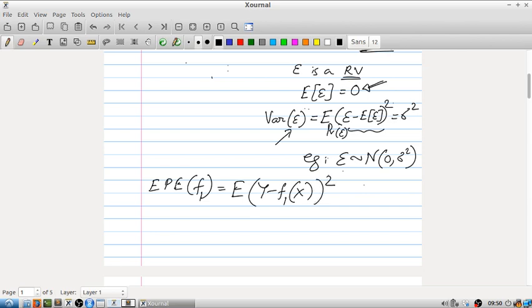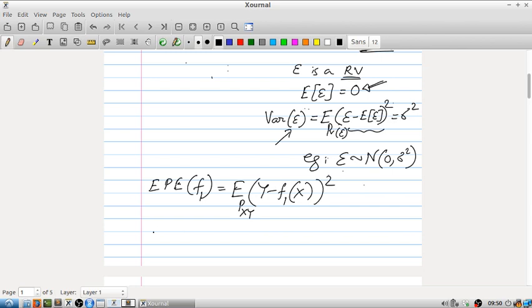This was the definition of EPE, right? So remember, instead of this I should write probability of x and y here. I'm just repeating what we did last time. This was the definition of expected square prediction error.